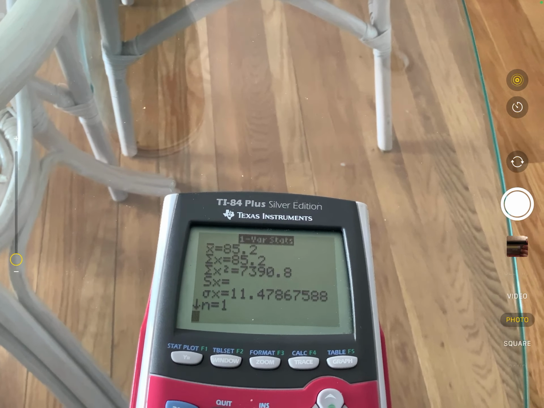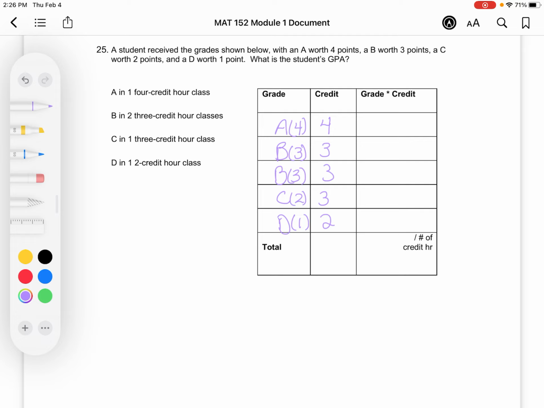Now, if you look at the grades and what they're worth, an A is worth 4 points, a B is worth 3 points, a C is worth 2 points, and a D is worth 1 point, as far as hours go. So now if I multiply individually, 4 times 4 is 16, 3 times 3 is 9, 3 times 3 is 9, 2 times 3 is 6, 1 times 2 is 2. Which is 42, divided by the total number of credits here, which is 4 and 6 is 10, 11, 12, 13. And 42 divided by 13 is 3.23. And this is how your GPA is actually calculated.